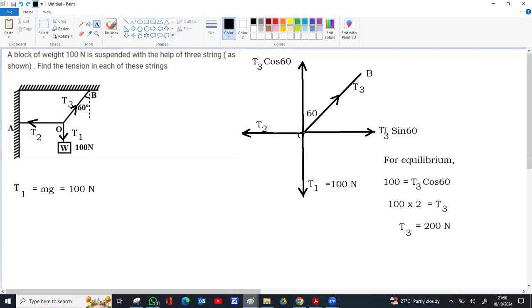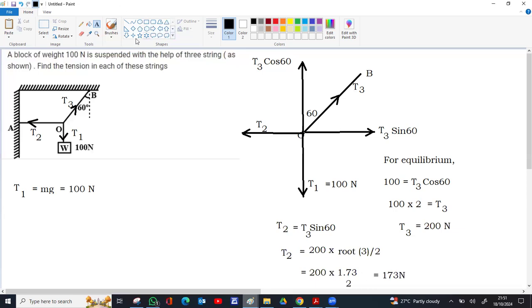Now if you know T3, you can find T2 as T2 equal to T3 into sin 60. So T2 is equal to T3 into sin 60. Now T3 is already 200. Sin 60 is root 3 by 2. Root 3 is 1.73 by 2. So the 2 and 200 will go, 100 will come, 100 into 1.73 will be 173.